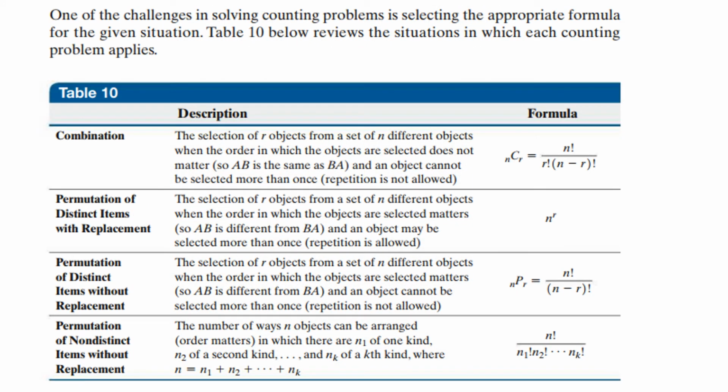Now, one of the challenges in solving counting problems is selecting the appropriate formula. And here's a summary, okay? So we can have combinations where order does not matter. We can have permutations with replacement, permutations without replacement, and also non-distinct items. So there's a bunch of things to keep straight here, and it is very worthwhile studying this summary.